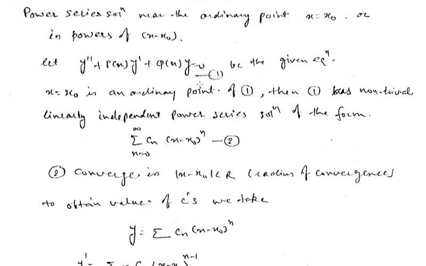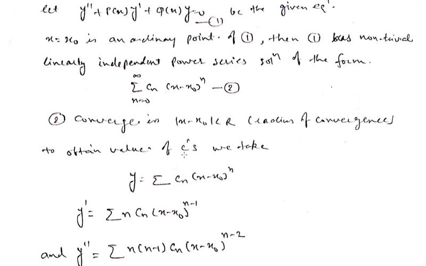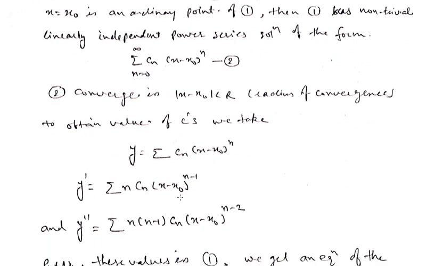So in case of an ordinary point, suppose we have equation number 1, which is y double prime plus p(x) y prime plus q(x) y equals 0, a second order ordinary differential equation, and we are to find its series solution about an ordinary point x equals x naught. Let's suppose that summation of c n (x minus x naught) raised to power n, n varying from 0 to infinity, is a series solution. It means y equals this will be a series solution. Now we will differentiate it with respect to x, and we get y prime. Then we again differentiate y prime with respect to x, and hence we get y double prime.